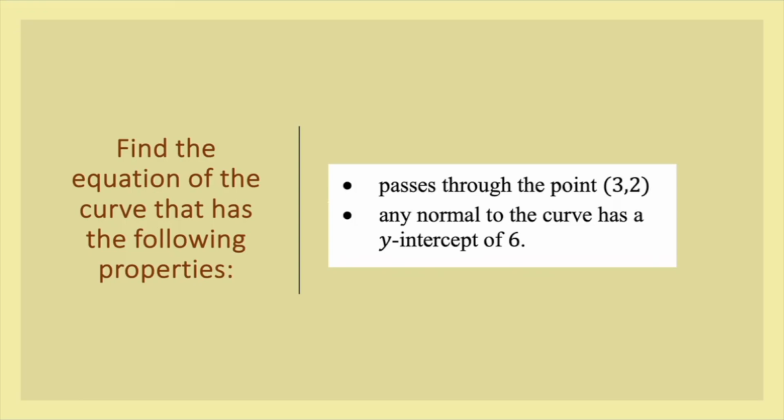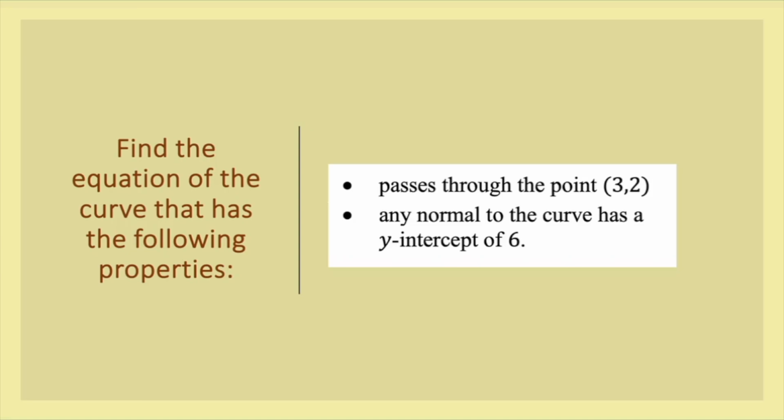In this question, we are given a couple of features that a graph satisfies, and we need to find the equation of that graph. Passing through the point 3,2 will now enable us to find integration constants. And then the property that any normal to the curve has a y-intercept of 6 is going to bring in a differential equation because, of course, the normal refers to gradient.